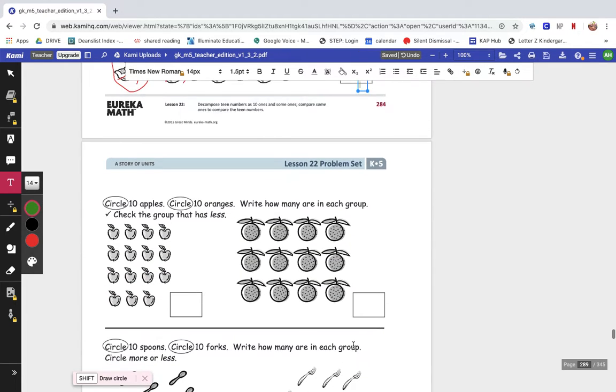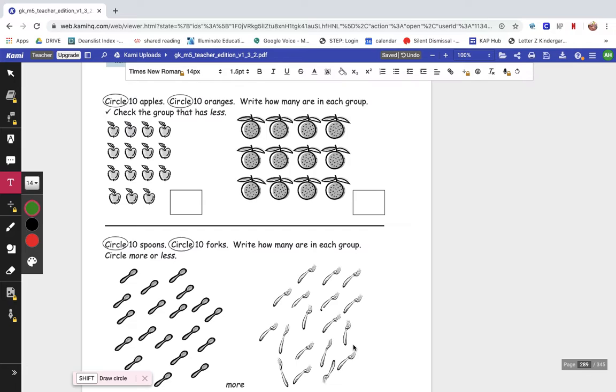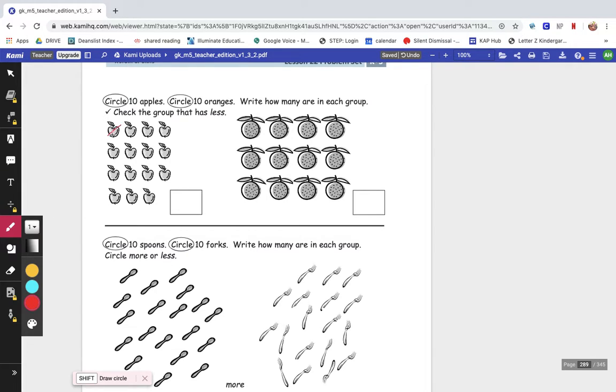Let's keep it going with apples, okay? We're going to circle 10 apples and then circle 10 oranges, and we're going to figure out which one has more and which one has less. Very similar to what we did above, okay? Here we go. Let's count the apples. 1, 2, 3, 4, 5, 6, 7, 8, 9, 10, 11, 12, 13, 14, 15. And go back and circle that 10 group. All right, and then I'm going to write the number 15 here.